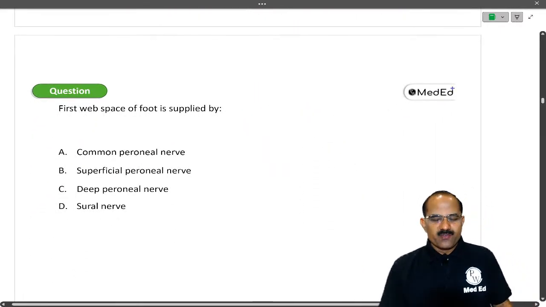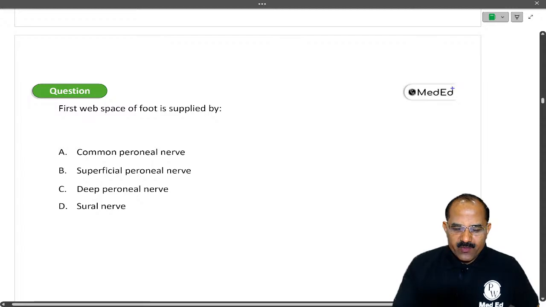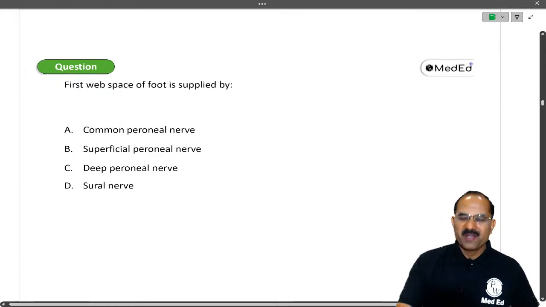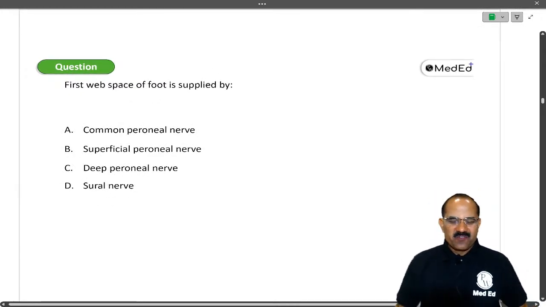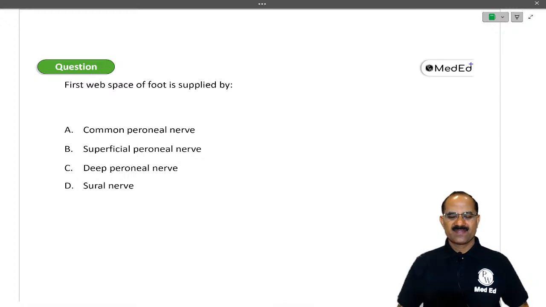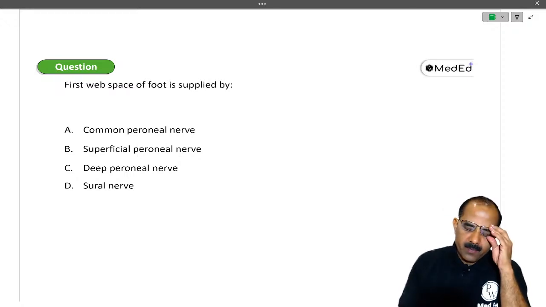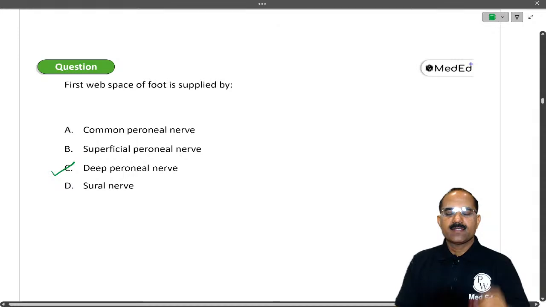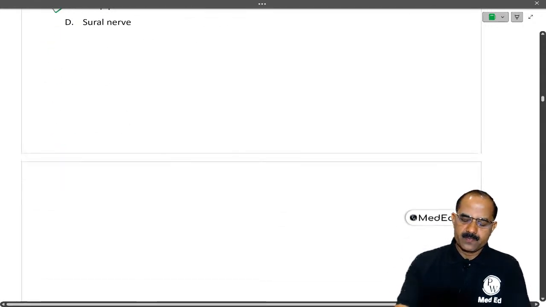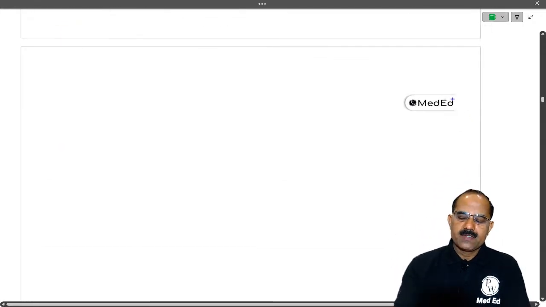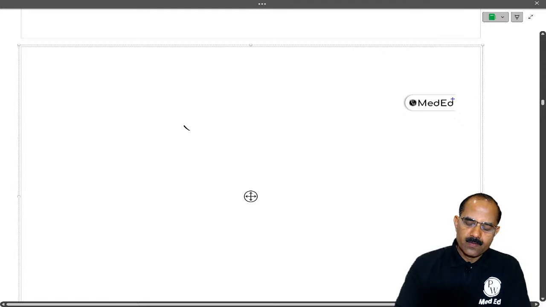Answer this, bachcho. First web space of the foot is supplied by. Come on, bachcho. That's a very, very important MCQ for you. Any guesses? Yes, deep peroneal nerve. Answer is deep peroneal nerve. मैं एक slide draw करता हूँ बच्चों, देखो. This is a slide which I'm drawing. Have a look at this.